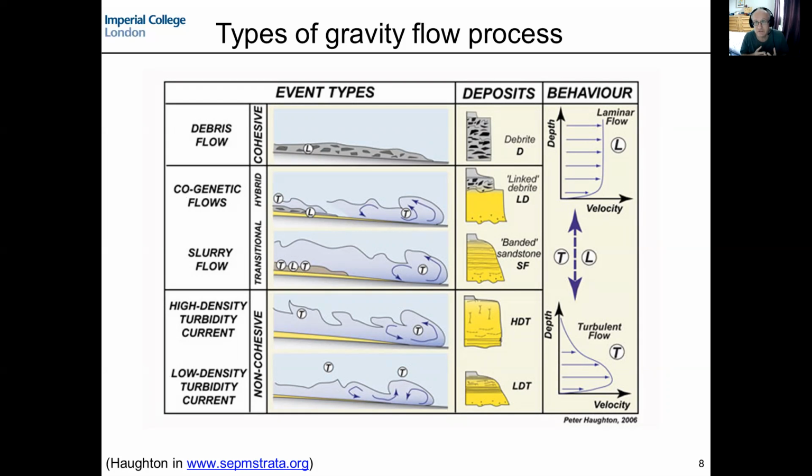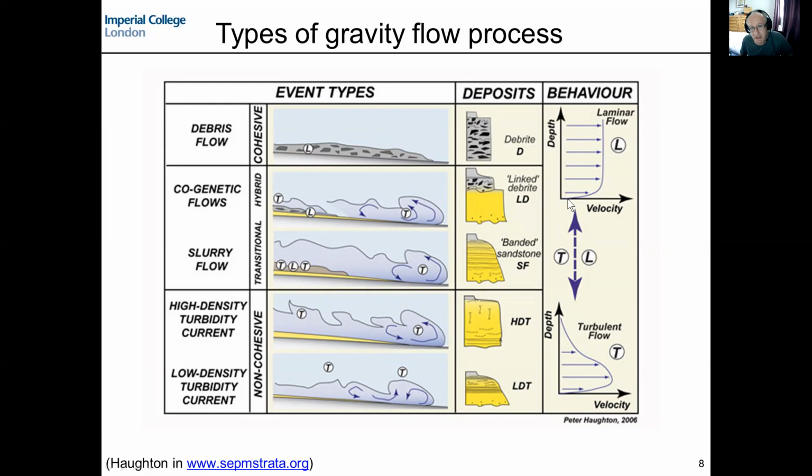And what that means is we see a kind of flow within them termed laminar flow. If you look on this right-hand side in here, we can see a graph showing how the velocity changes within the flow. So velocity is 0 on the left and it increases towards the right. And the base of the flow here is the bottom of this vertical axis. As we move up, we're moving towards the top of the flow.